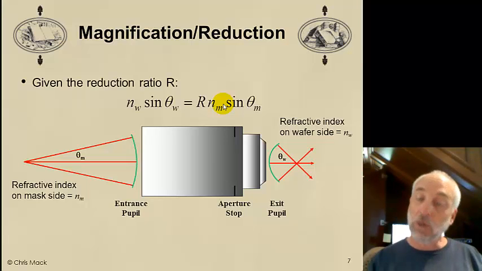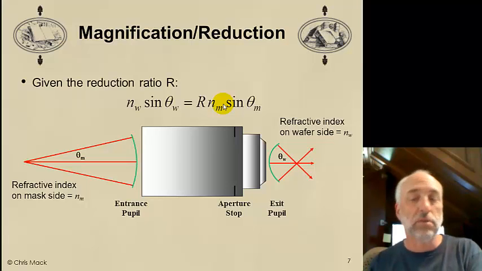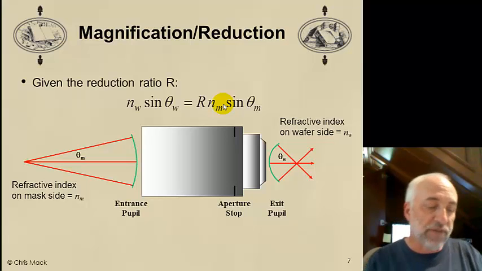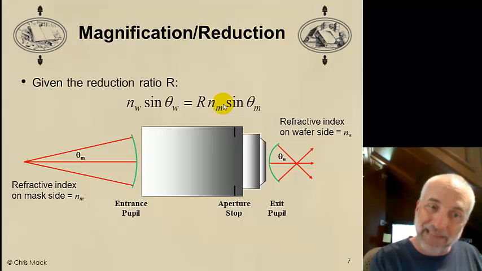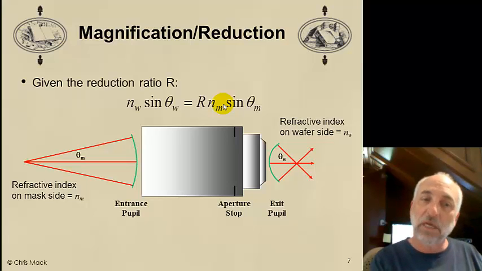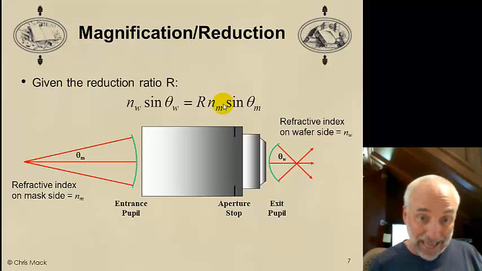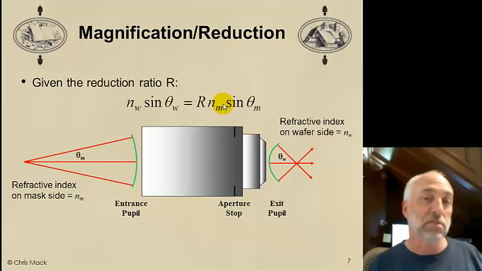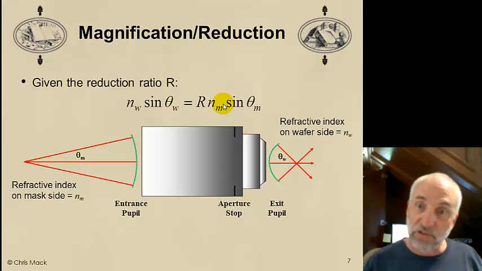Now, it all works out. If I think about patterns on the wafer side, I should use the wafer side numerical aperture. If I think about patterns and their dimensions on the mask side, I should think about the numerical aperture on the mask side. I will get the same answer either way I look at it, because everything is adjusted by this factor, the reduction ratio, R, and all the numbers work out exactly the same either way.